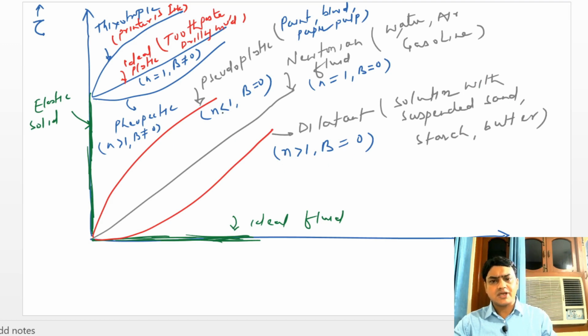Similarly, for pseudoplastic, n is less than 1 and b is equal to 0, because this is a concavity downward curve, so the value of n will be less than unity. The examples of pseudoplastic are paint, blood, paper pulp. Similarly, the example of thixotropic is printer's ink, and the example of ideal plastic is toothpaste, drilling mud. So I have written the examples of different fluids.